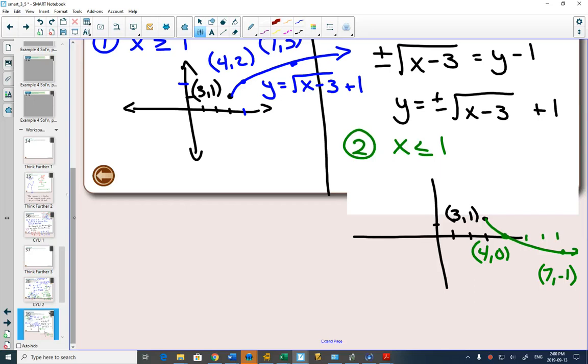This is a square root graph that's been flipped down, moved 3 to the right and 1 up. It's going to be, oops, I'm going to run out of room, I'll draw it underneath. The equation for this graph is going to be negative the square root of x minus 3, plus 1.